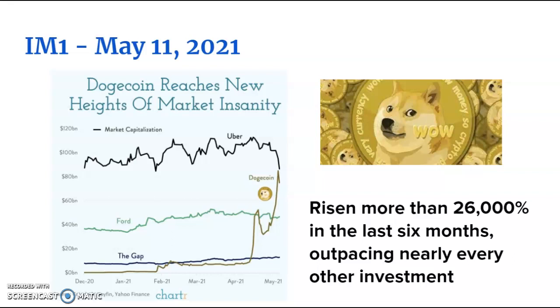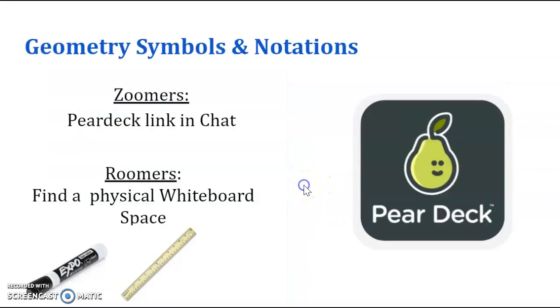What do you think about this Dogecoin phenomenon or insanity? Well, if you know about this, apparently this is a cryptocurrency that started as a joke, but now it has reached new heights and it has risen more than 26,000% in the last 6 months. Crazy, huh? Well, you can share your opinion in the private chat if you have one.